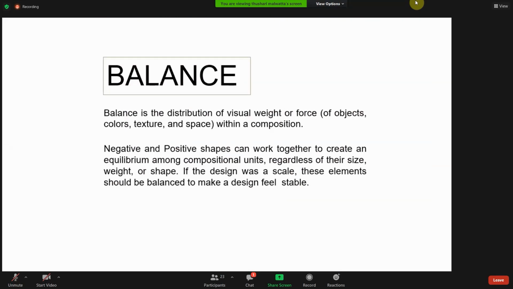And next one is balance. Balance is the distribution of visual weight or force within a composition. You can remember the visual weight we discussed, and negative and positive shapes can work together to create an equilibrium among compositional units, regardless of their size, weight, or shape.